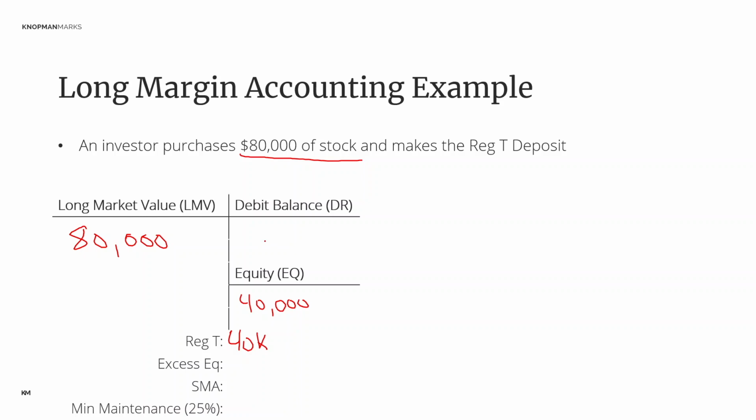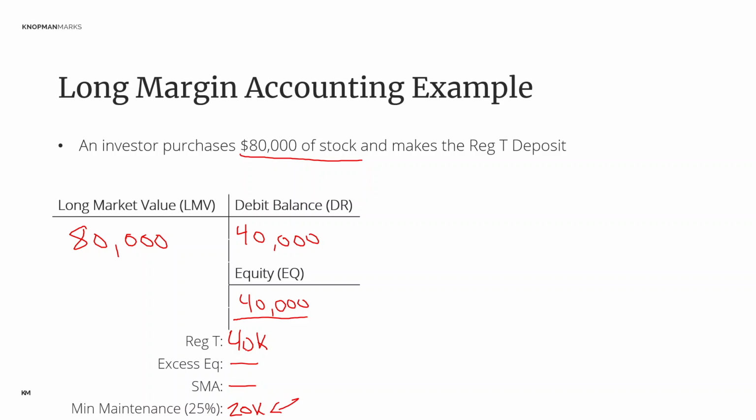And the left side always has to equal the right side. So if the long market value is 80 and the equity is 40, the debit balance, the total on the right, has to be 80,000. So now we have 40 plus 40 equals our long market value. Excess equity and SMA, we're going to talk about a little bit later. And remember, you don't get a margin call until your equity falls below 25% of the market value. So 25% of that market value is 20,000. We just opened the position, so it'd be pretty rough to have a margin call off the bat. But we have 40,000 of equity. We need at least 20,000 to avoid a margin call.